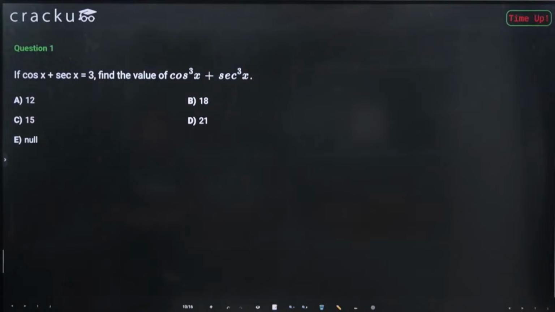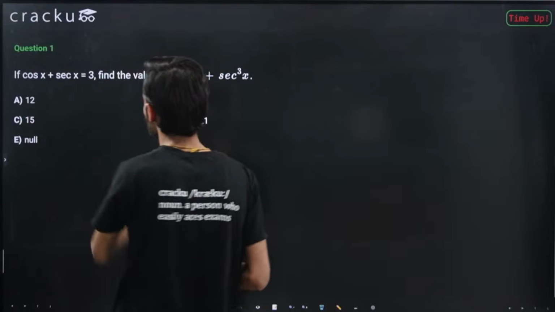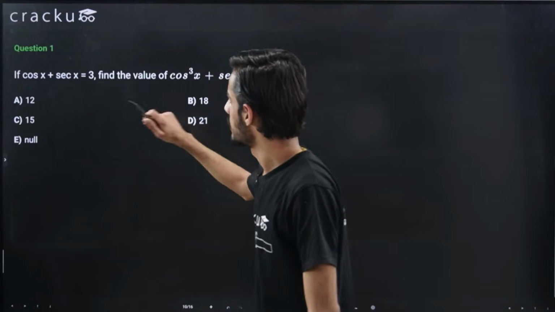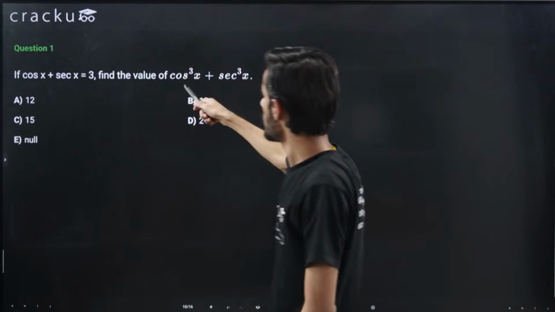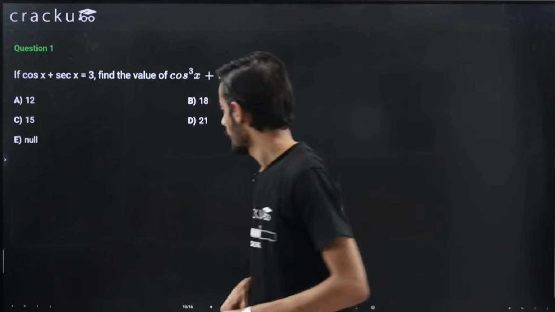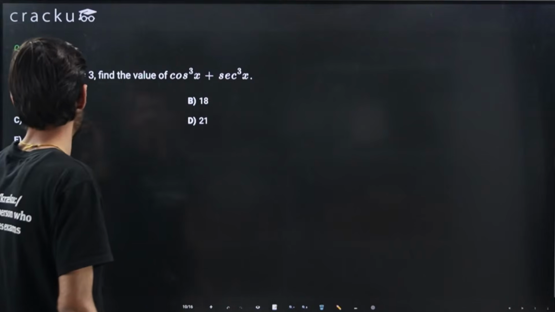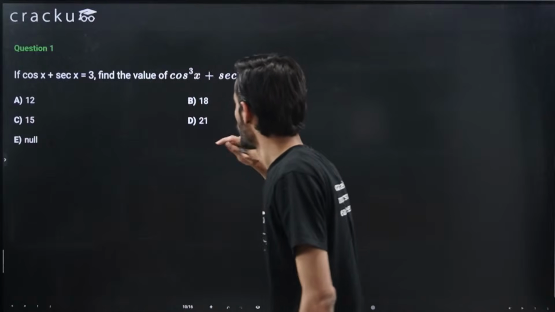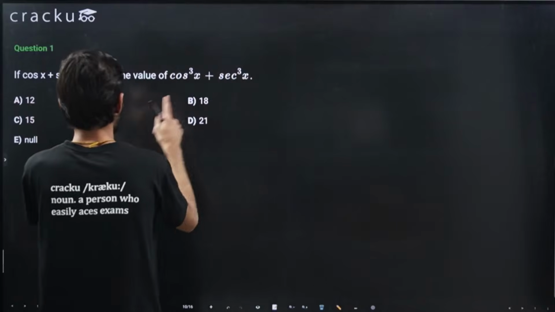Okay, the time is up. Let's try and solve this question. In this question, we are given that cos x plus sec x is equal to 3. Find the value of cos cube x plus sec cube x. Even though we know that sec is just the reciprocal of cos, because we need to find the cube of it, I can just do the cube both sides.